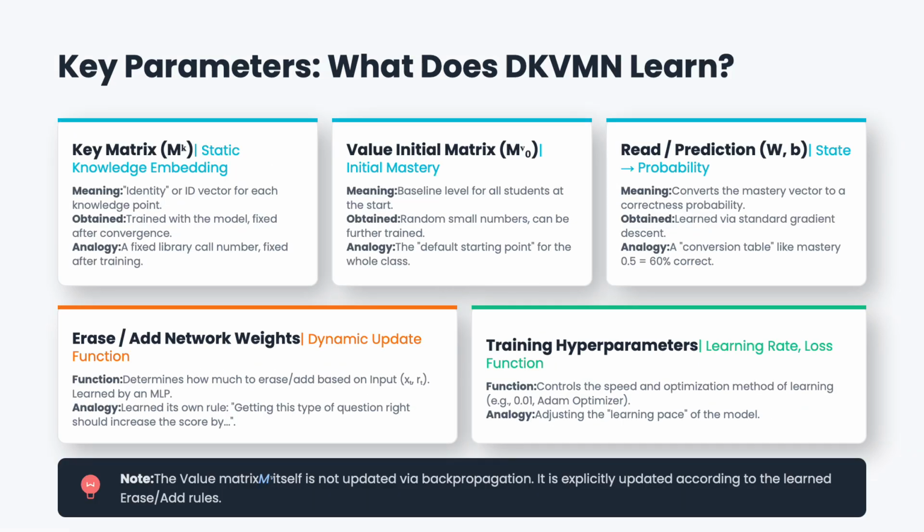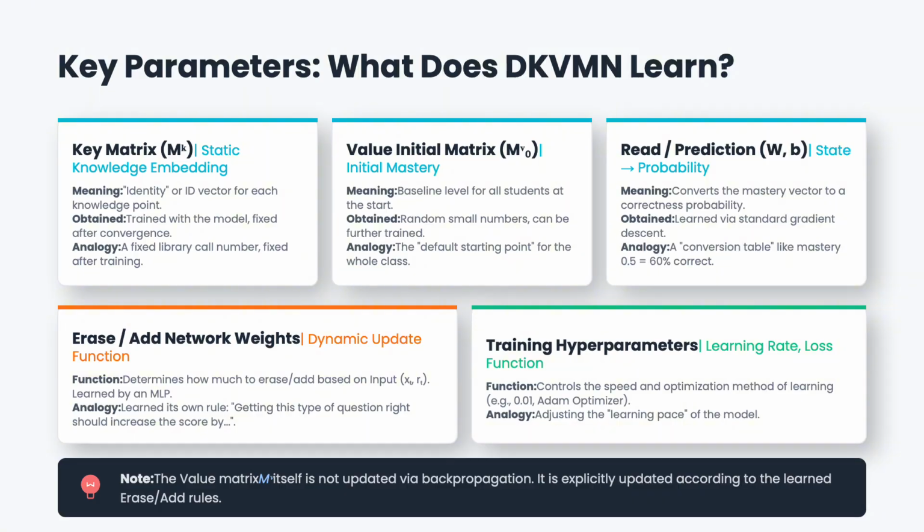So, what exactly is the model learning during training? Let's look at its key parameters. First, the key matrix, that table of contents, is learned by the model itself. It discovers the unique intrinsic features of each knowledge point. Second, the value initial matrix, the initial knowledge level of a new student, is also learned by the model. It knows roughly how much a novice understands. Then, all the neural networks used to calculate read weights, predict results, and generate erasers and pencils. Their weights and biases all need to be learned.